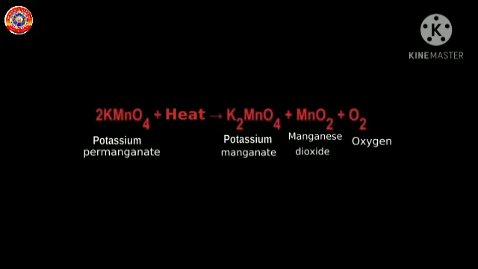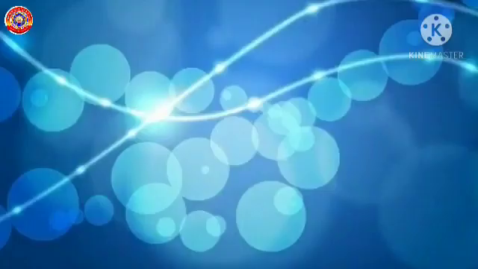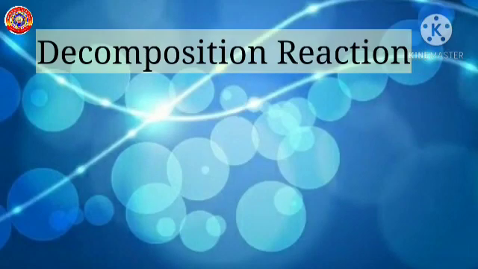2 KMnO4 plus heat gives K2MnO4 plus MnO2 plus O2. That is, the compound potassium permanganate decomposes on heating to give potassium manganate, manganese dioxide, and oxygen. This type of chemical reaction is known as a decomposition reaction. Let us define what decomposition reactions are.